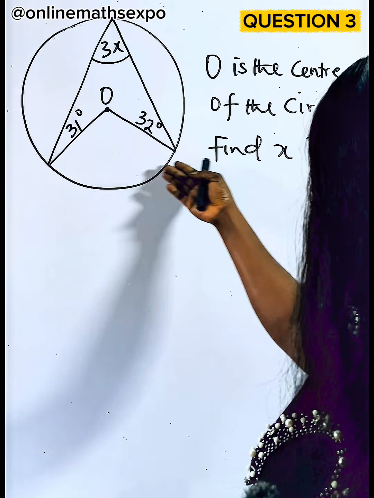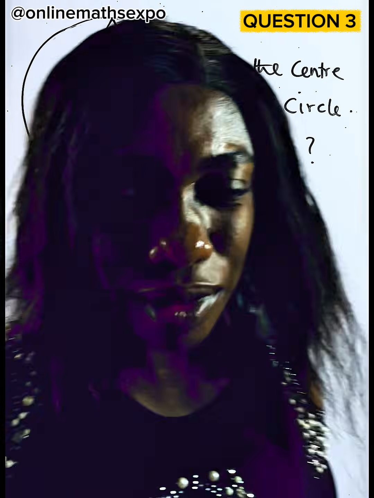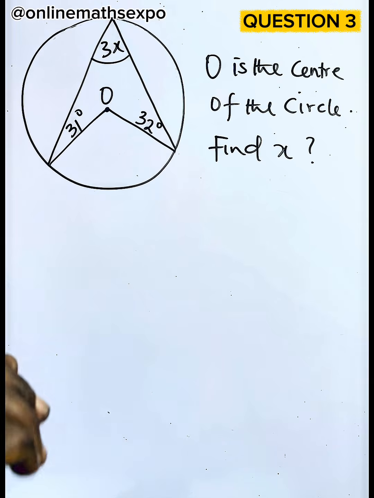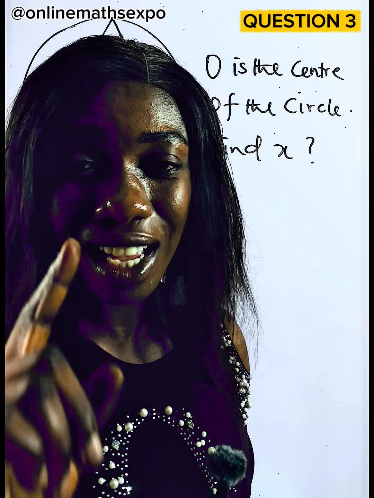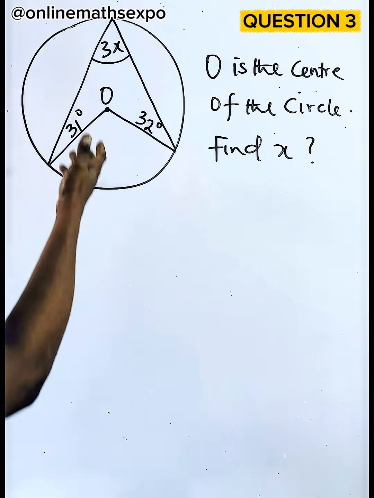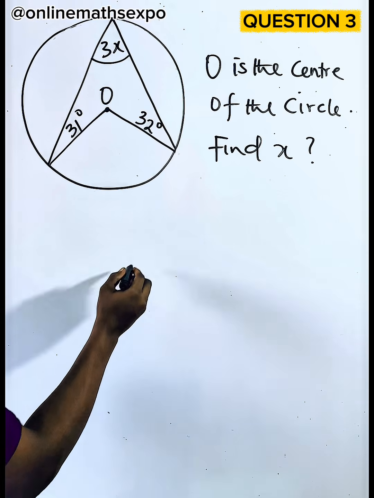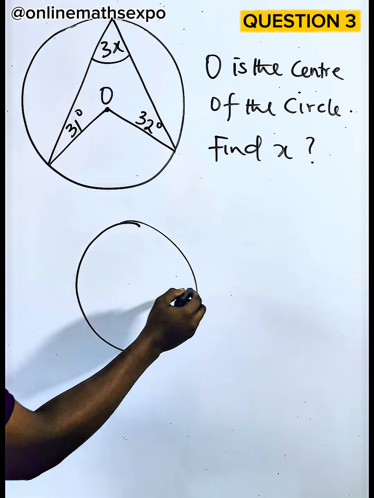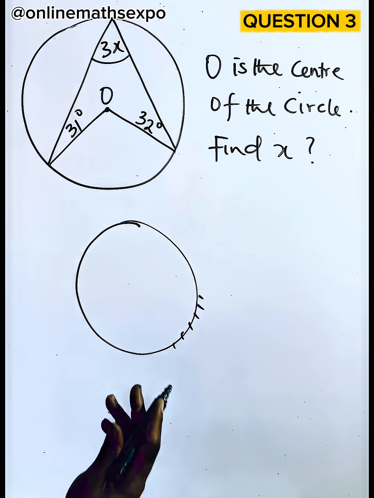How will you react to this question when you see it? Let's do it together. Now, for you to answer this question, I'll just remind you of some circle properties that will help us to answer this. Now, remember that when you draw a circle, this is your circle. We say that this part of the circle is the circumference.